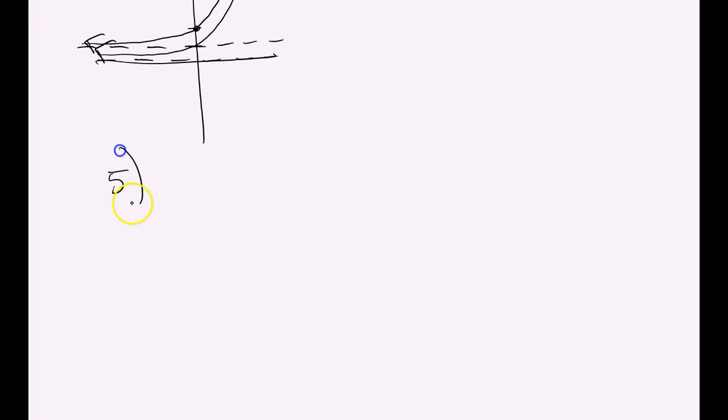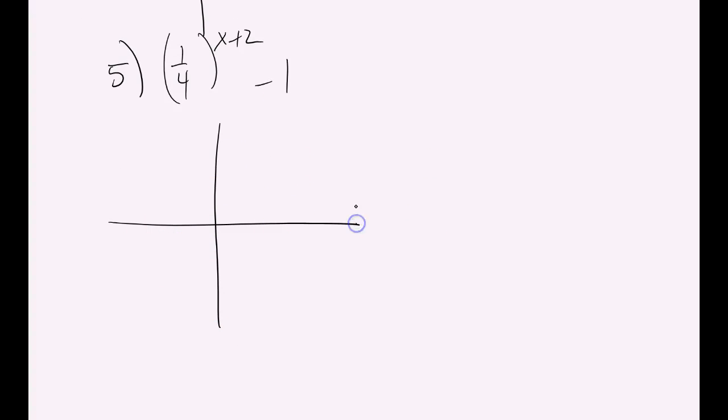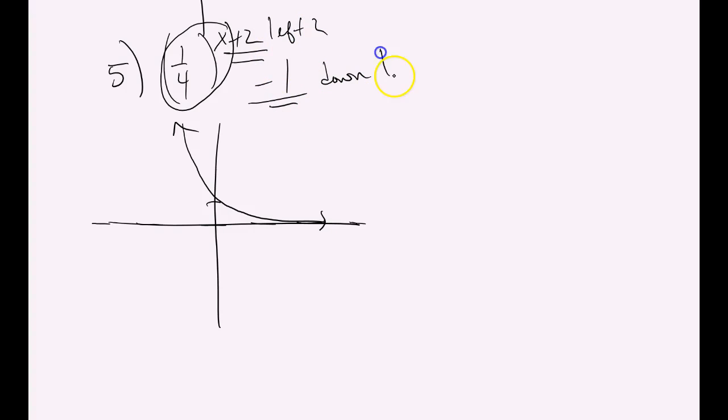All right, number 5. Is there a number 5? Let me see what we have. Oh yes, there's all kinds of these. Okay, number 5 is (1/4)^(x+2) and then -1. So we're going to start with the parent, which is a decay, just like that, and there's an asymptote. Now a +2 up here means left 2, and a -1 down here means down 1. So I'm going to do left 2 and down 1 all in the same step. If I move the asymptote left 2 and down 1, it is here. And if I take this point and move it left 2 and down 1, it is here. And then I'll resketch my curve. Ooh, something like that.